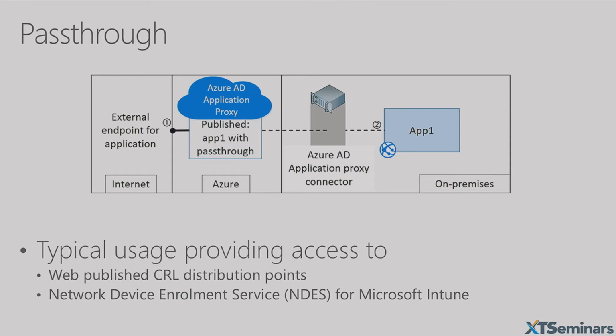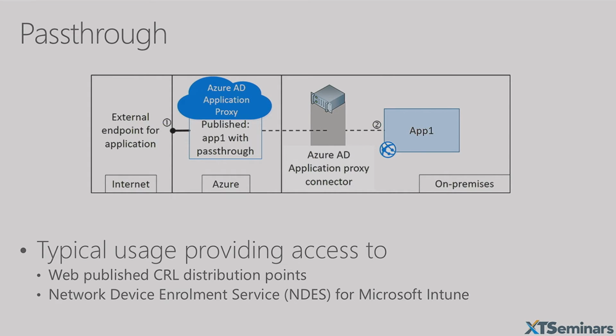If we go for pass-through, and we're going for pass-through on here, what will happen is we come to the external URL, we hit the proxy in the cloud, and what it will do is it will say, pass-through. I'll let you straight through to your internal URL that you've defined. Okay? And what it does is it passes it down through the appropriate connector.